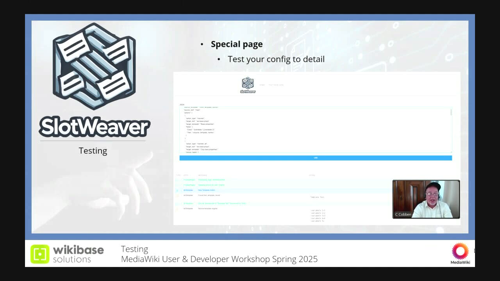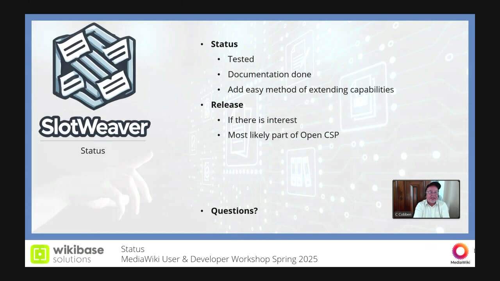So, what's the status on SlotWeaver? We've been using it for half a year now, I think, well, 3 months, I guess. It's been tested, there's documentation. The only thing I would like to do is, because I can see people wanting to add more possibilities, more things you can define in the JSON, more actions, I want to add an easy way of extending the capabilities.